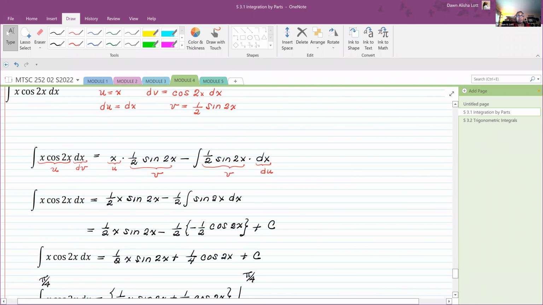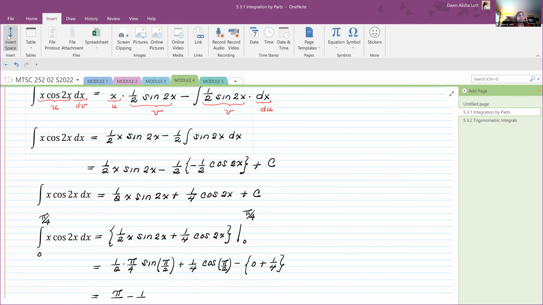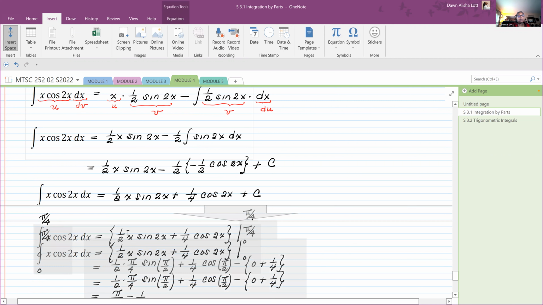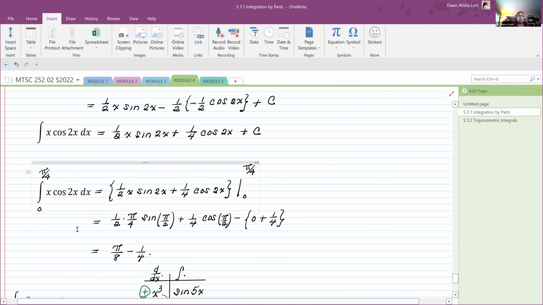Then the next thing we did was, what happens if we evaluate this thing as a, what do you call it? A definite integral. So we evaluated it as a definite integral.